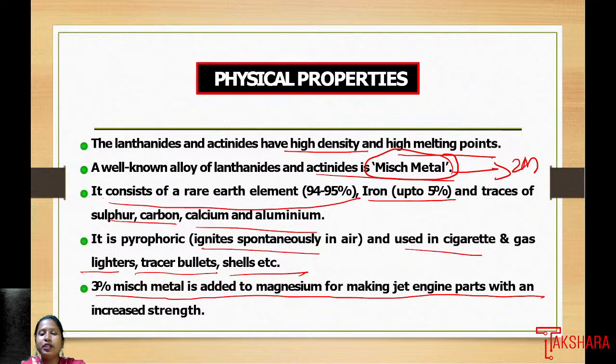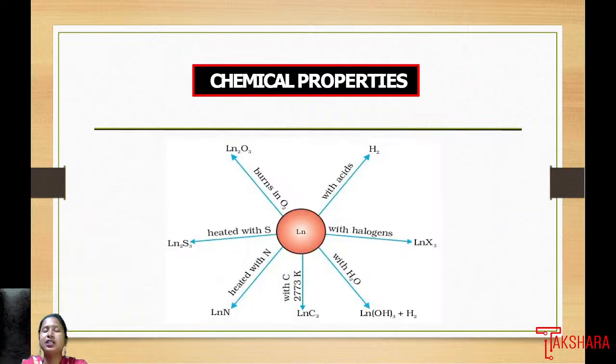So they are going to use the mish metal. About 3% of the mish metal they are going to use by adding magnesium metal. So that is about some of the physical properties. Next we have chemical properties.